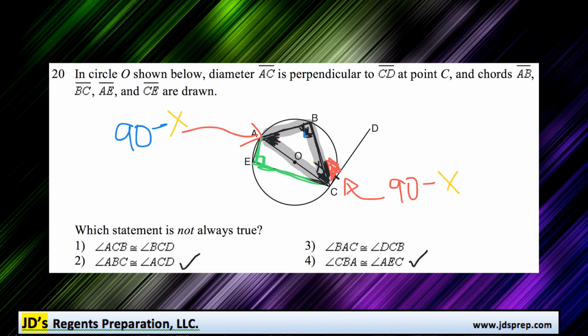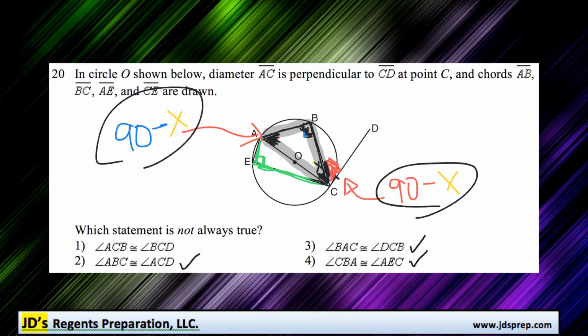But essentially what I'm trying to say is that option number 3 is always going to be true because they're both 90 minus that X angle that I created. So statement number 1 is our answer. It's not always going to be true.